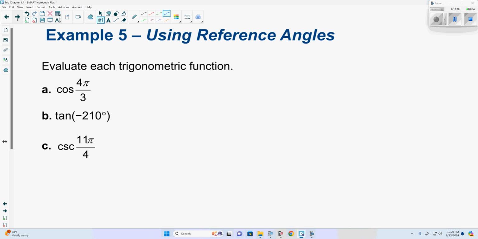So, if we wanted to evaluate these using reference angles, again, with radians, we need that angle between 0 and pi over 2. Well, 4 pi over 3 is down in the third quadrant. Okay. Probably questions on how I found that.